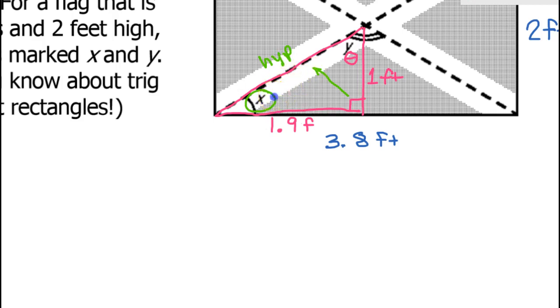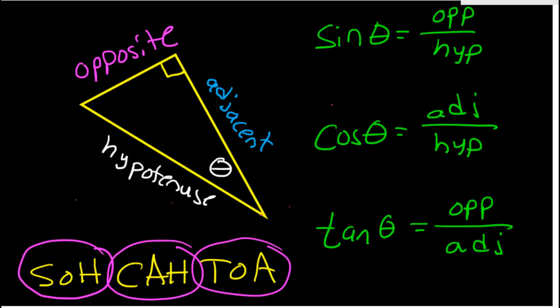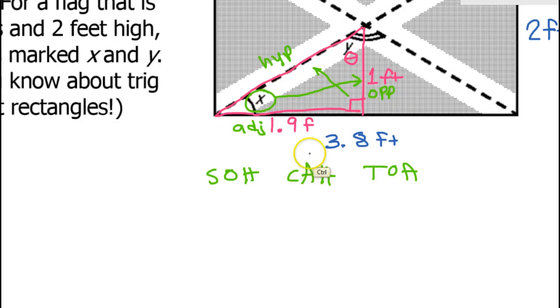Okay, now across from the angle is going to be the opposite leg. So this will be the opposite leg over there. Now, right next to the angle is the adjacent leg. So this is going to be the adjacent leg right here. So I have to decide between SOHCAHTOA. I'm trying to decide between sine, cosine, and tangent.